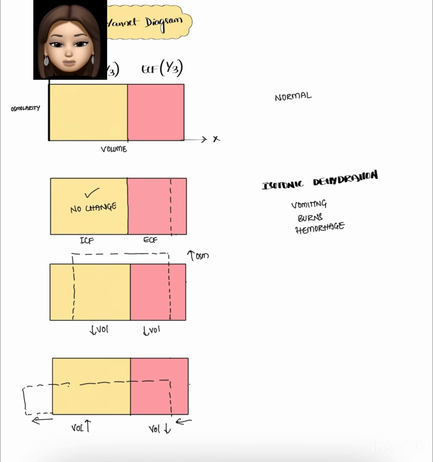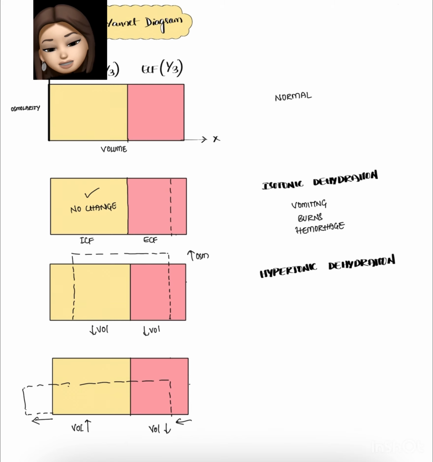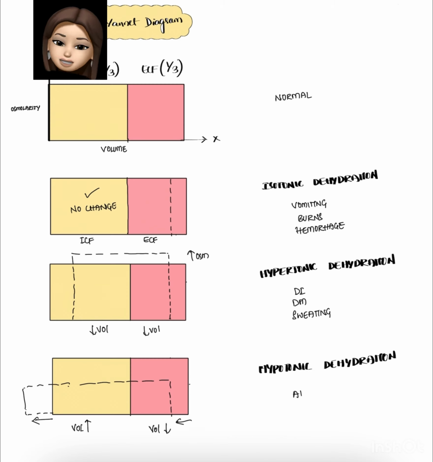Next is hypertonic dehydration. In this, volume of both the compartments will be decreased and osmolarity of both will be increased. It is seen in sweating, diabetes insipidus, diabetes mellitus and chronic alcoholism. And the last one is hypotonic dehydration. What is happening here? Volume of ECF is decreased, whereas volume of ICF is increased. The tonicity is decreased in both the compartments. It is seen in conditions of adrenocortical insufficiency.